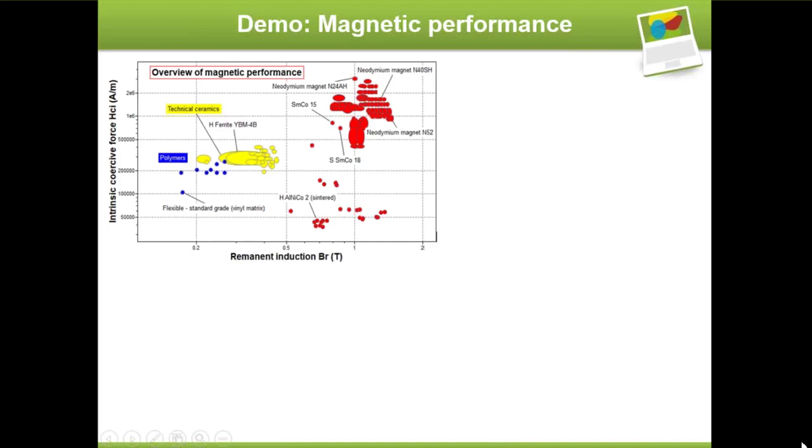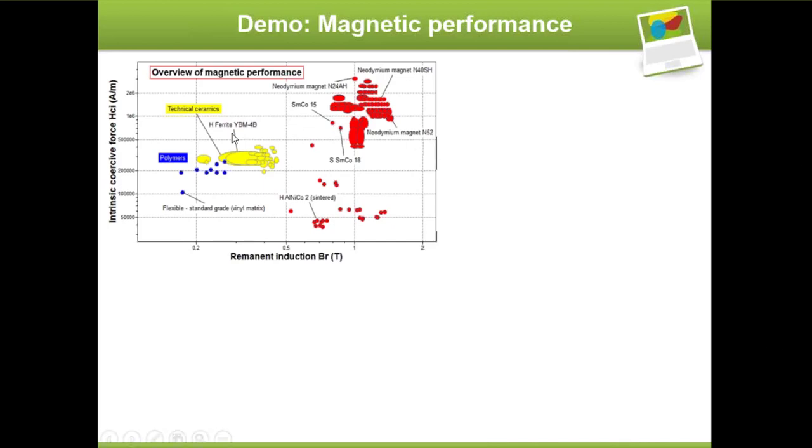Very briefly, if you want to look at magnetic performance, and of course that is a key aspect of the performance of the electric vehicle itself, the electric motor, there are two factors that are important. It's a combination of intrinsic coercive force, which represents how difficult it is to demagnetize a certain magnet. And then you have the remanent induction, or the remanence, which represents the strength of the magnet. And you want both of these values to be as high as possible.